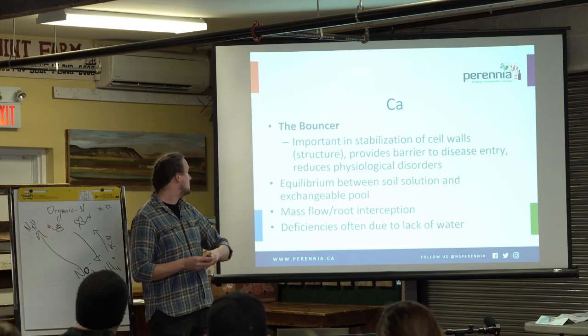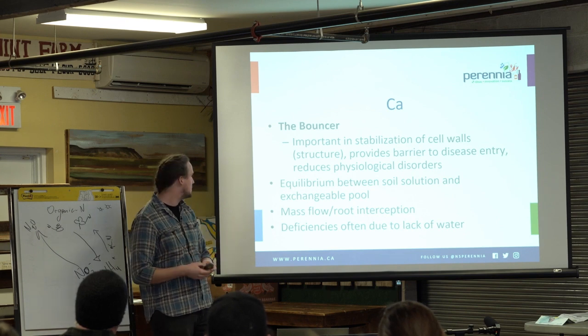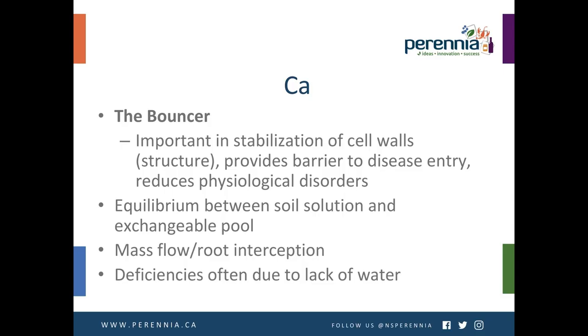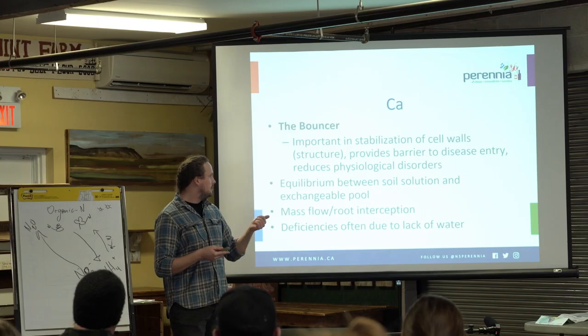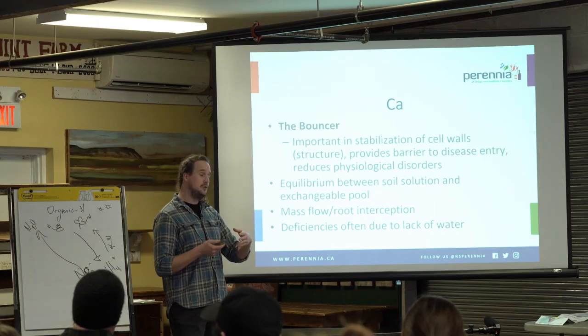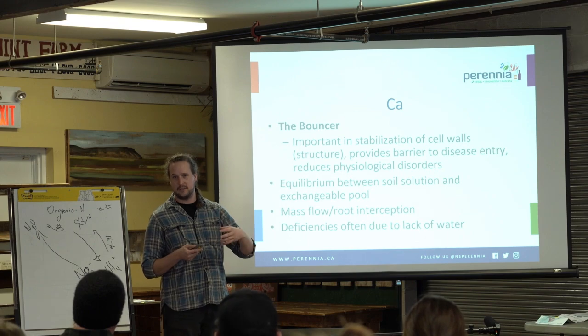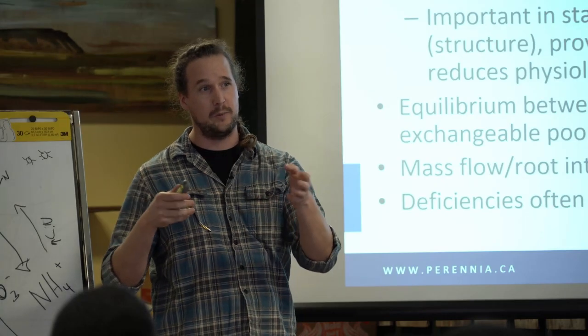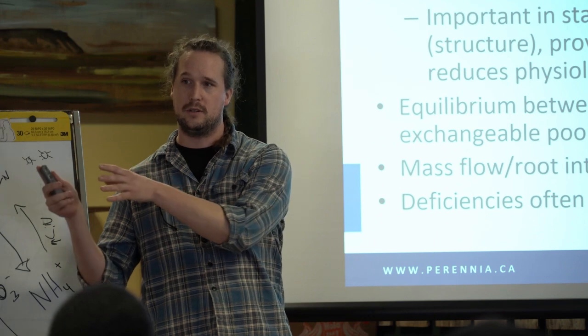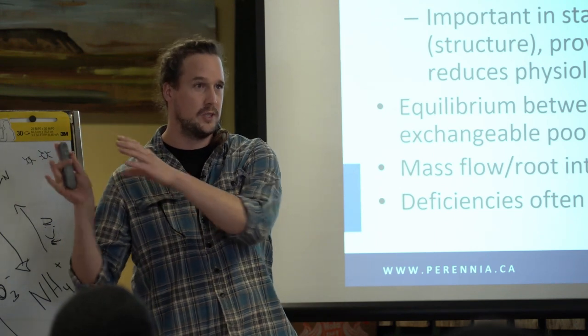So onto calcium. Calcium, in my mind, I view it as kind of a bouncer. It stabilizes cell walls, and it provides a barrier to disease entry. It's heavily dependent on mass flow and root interception, and it is an equilibrium maintained between the soil solution and the exchangeable pool. Calcium deficiencies are generally due to a lack of water and not a lack of calcium itself. And that's just, as I was talking about with mass flow, you need water present in the soil for those nutrients to get to the plant.